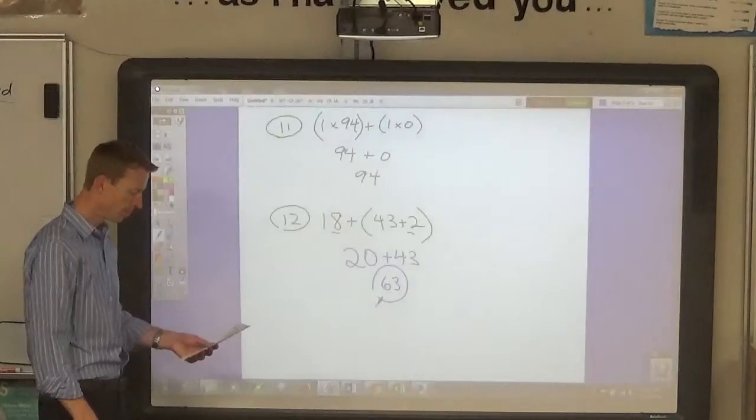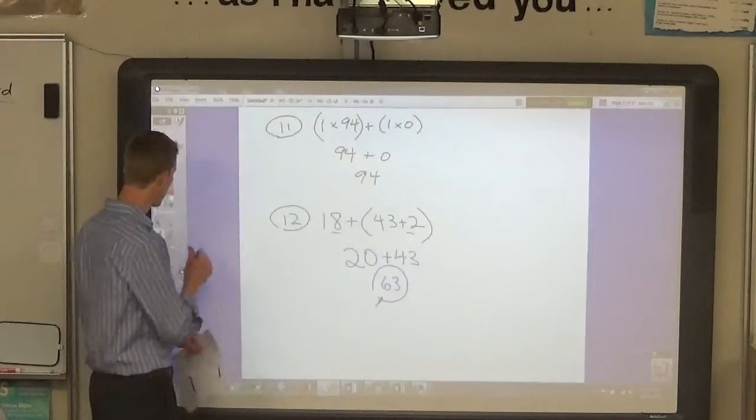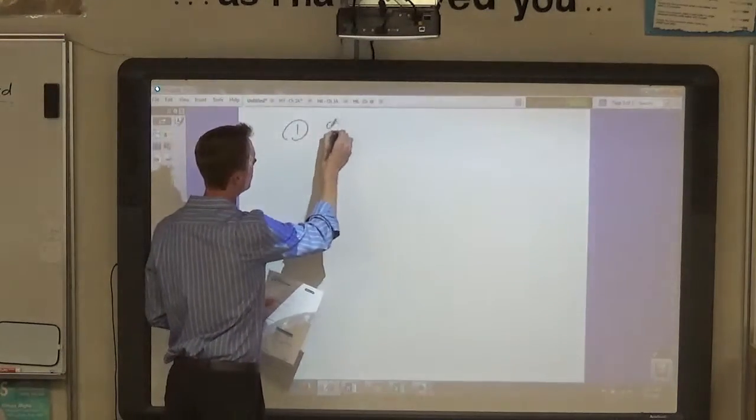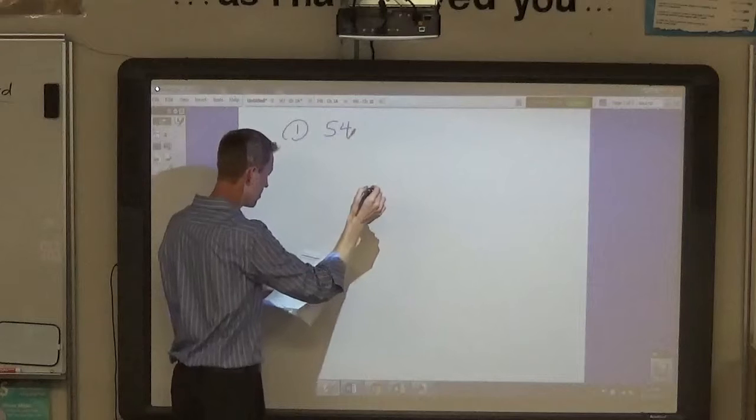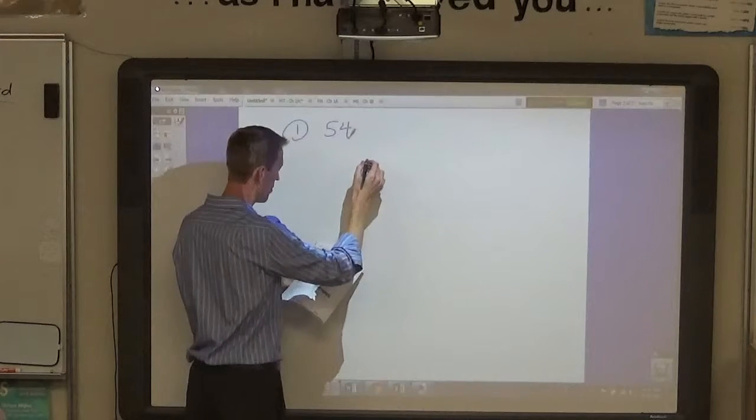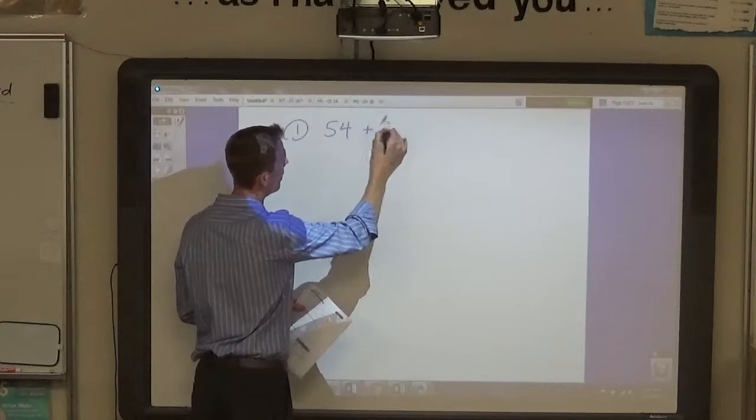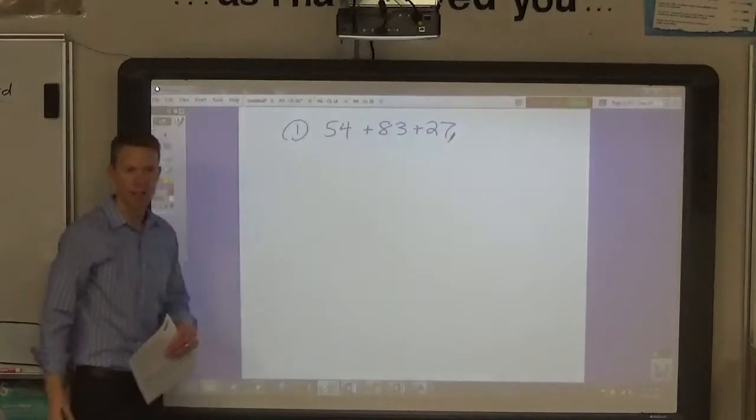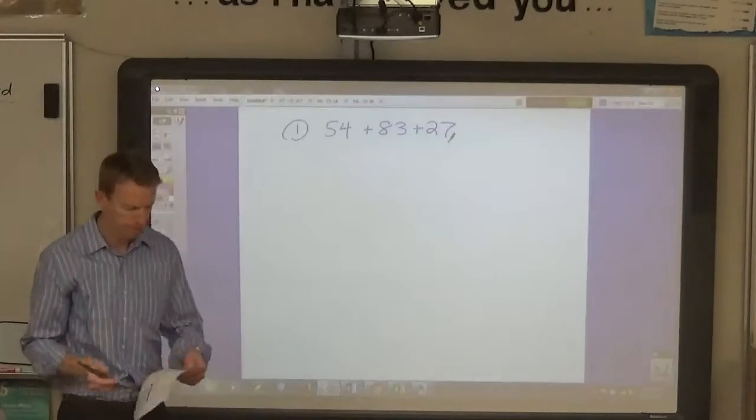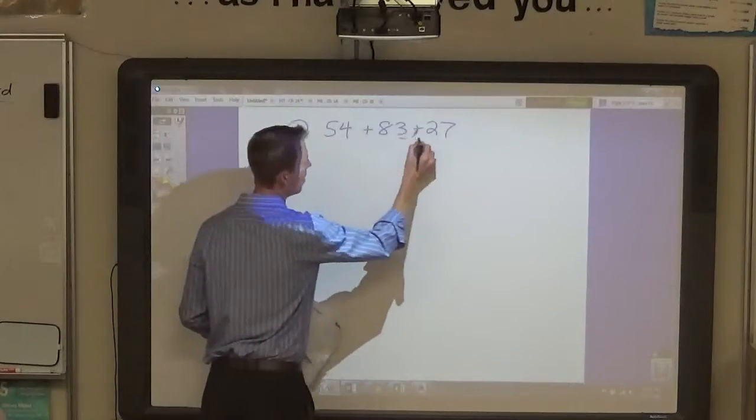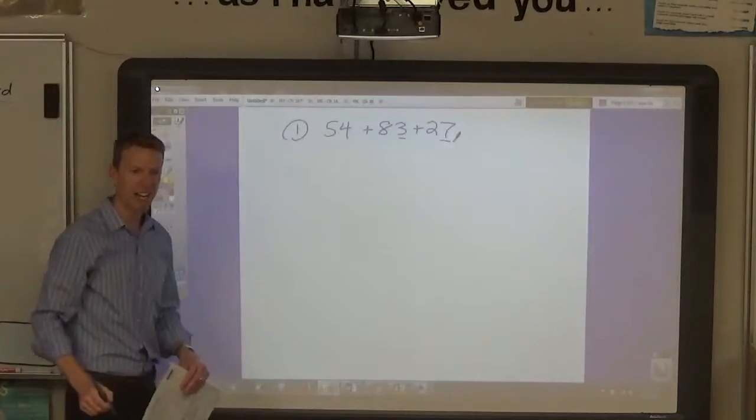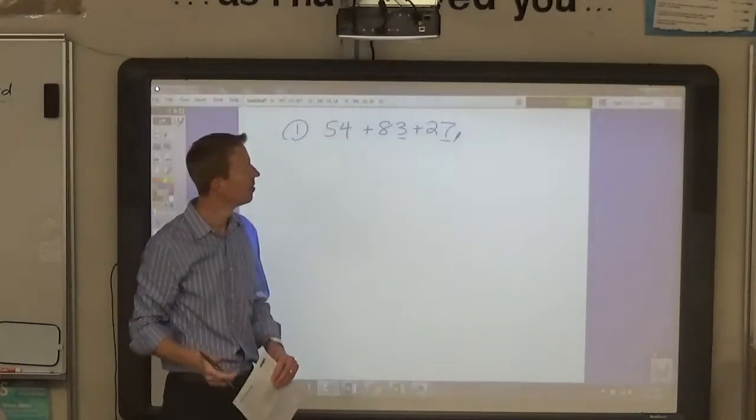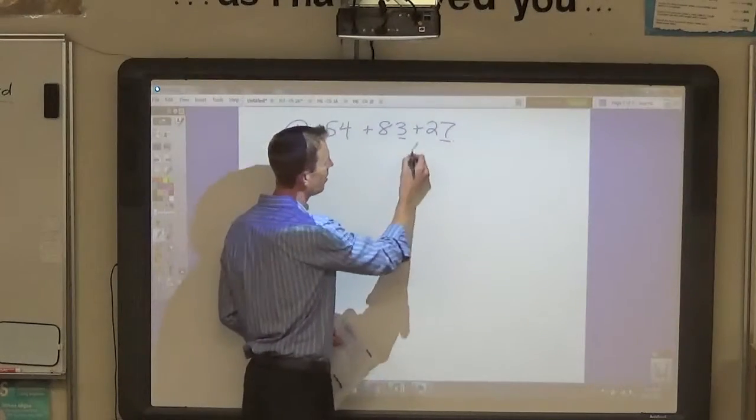Okay? Go to the back side. Number 1. Do you recognize this problem? Yes. 54 plus 83 plus 27. I think we did this one. I think this one was in your notes. Yeah, because the 3 and the 7 make a 10. So if we add these together, we get a tens number. We get 110.